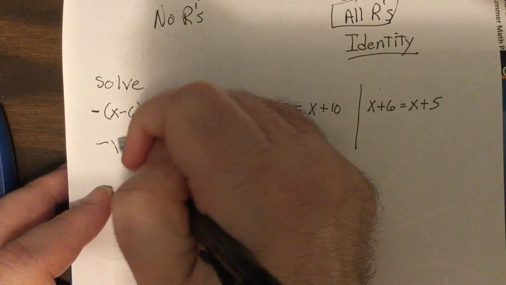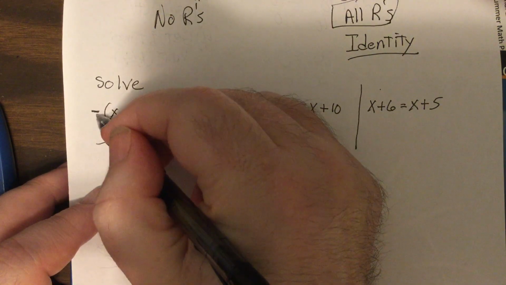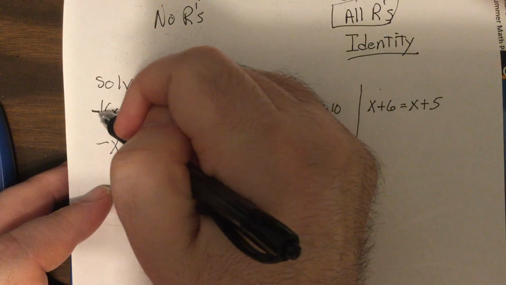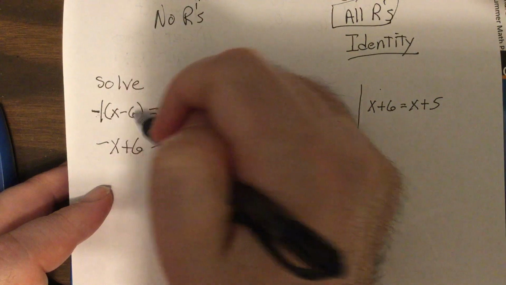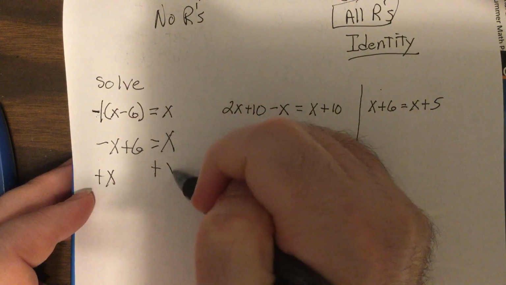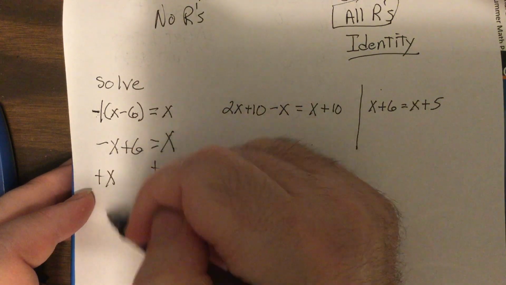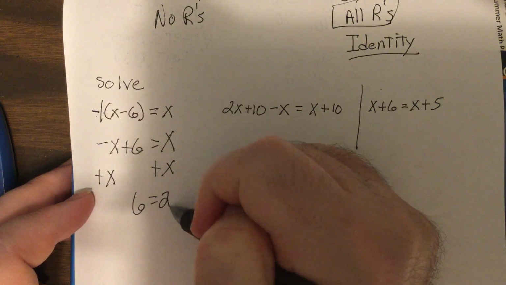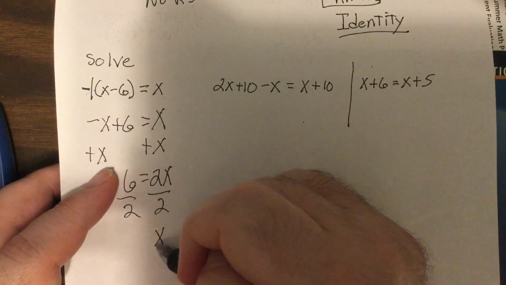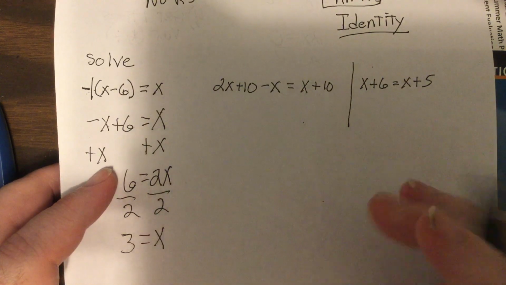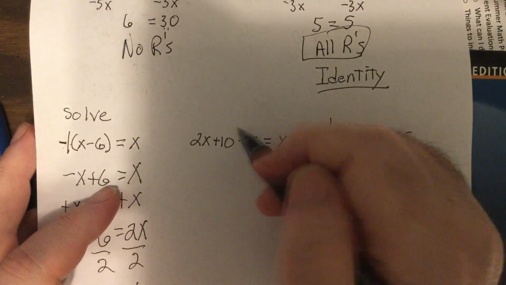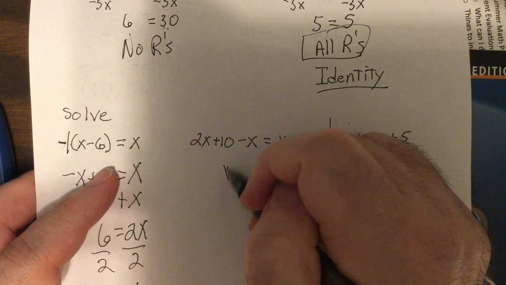Okay. So distribute the x, distribute the negative, which whenever you got a negative out front, that's the same as negative 1. So take the opposite of everything or multiply by negative 1. So I'm going to add x to get the x's to one side, negative x plus x, that's 0. So 6 equals 2x. Divide by 2. Oh, x equals 3. That's an answer, so it's not a special case. I tricked you.